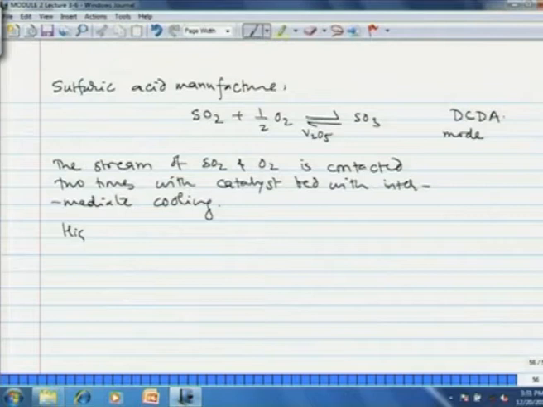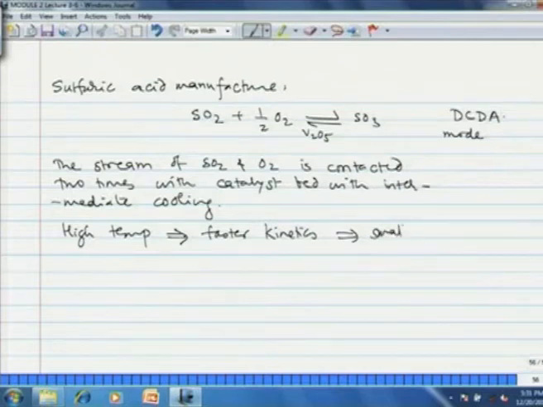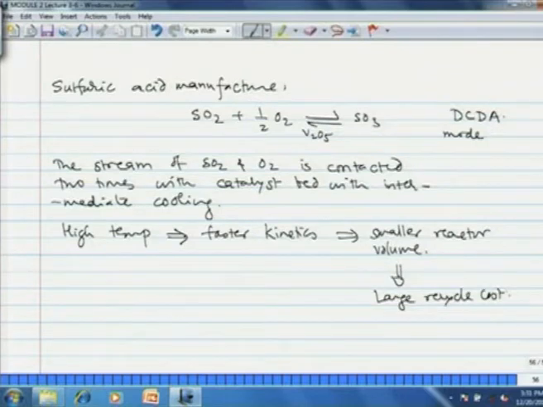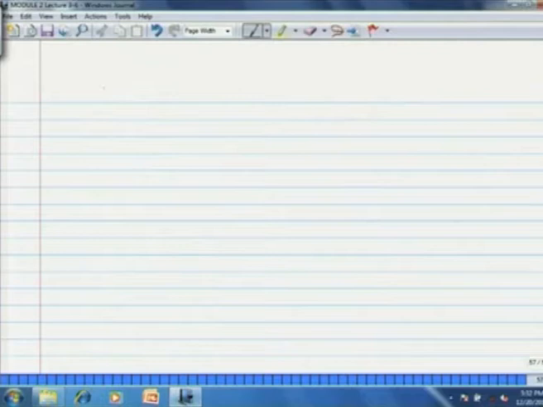Now, high temperature would mean faster kinetics, which would mean smaller reactor volume. But the equilibrium conversion is small and therefore, large recycle cost. So, the DCDA process basically tries to increase the conversion at the cost of 2 reactor beds. In many cases, diluents are added to force conversion to completion.